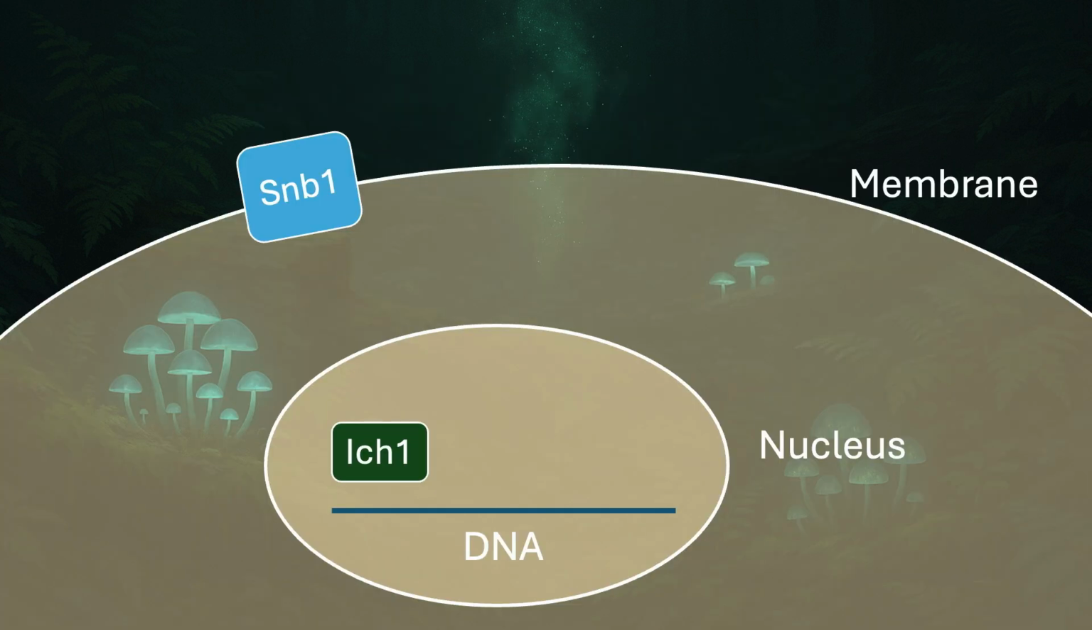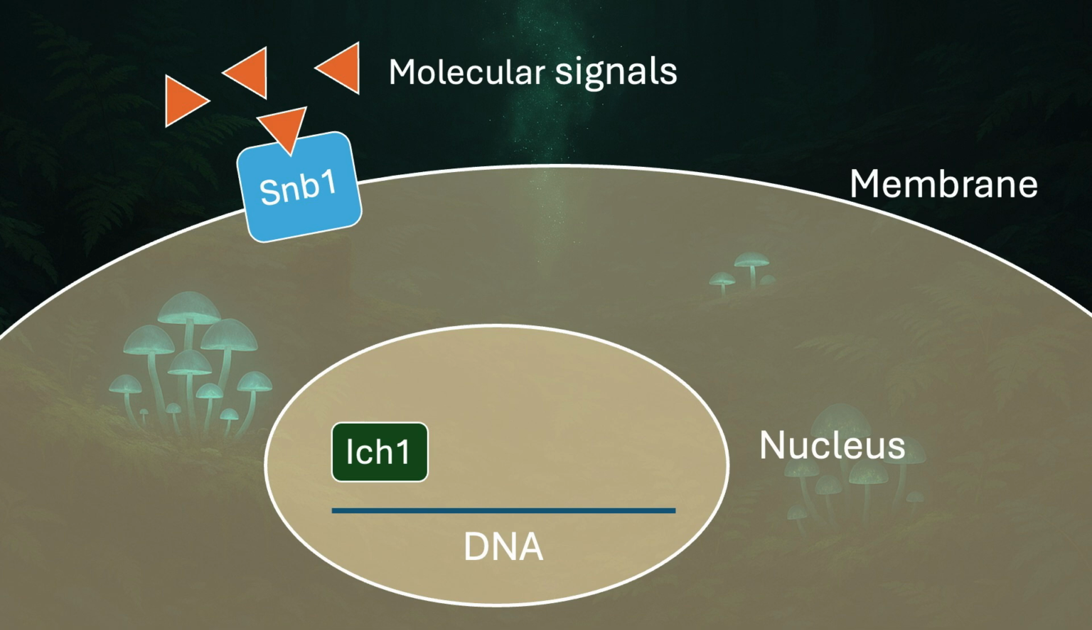Based on my very limited knowledge of this topic, here's one possibility. During mushroom formation, some localized signals might activate Snowball1. Snowball1 further regulates the activity of Ichijiku1, which controls the expression of the downstream genes to coordinate mushroom development.